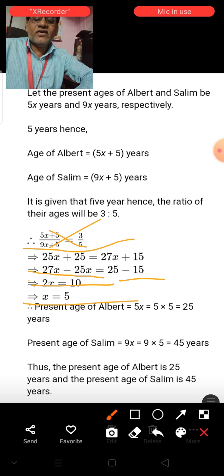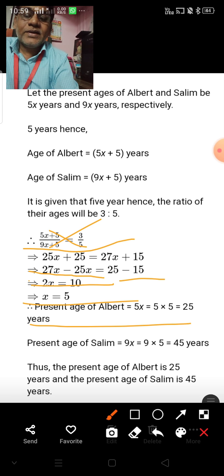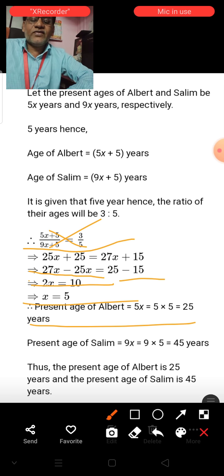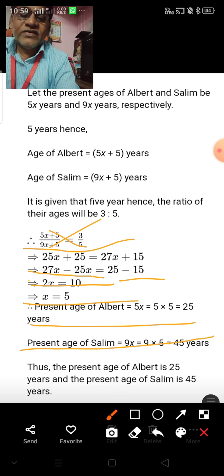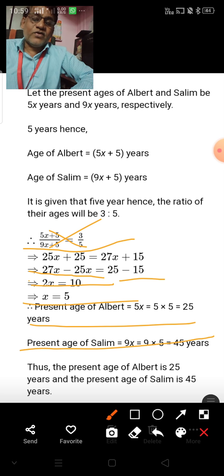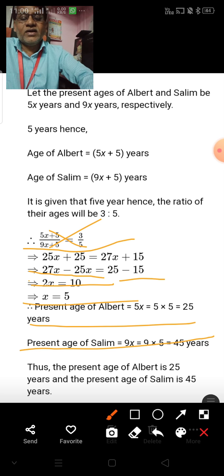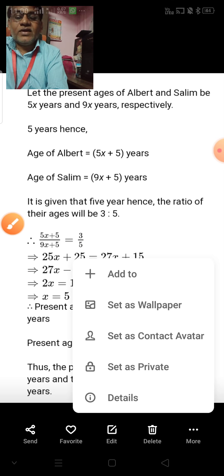Therefore the present age of Albert is 5x, so 5 into 5 it is 25, and the present age of Salim is 9x, so 9 into 5 is 45 years. Hence the present age of Albert is 25 years and the present age of Salim is 45 years. In this way you can find out Albert's present age and Salim's present age.